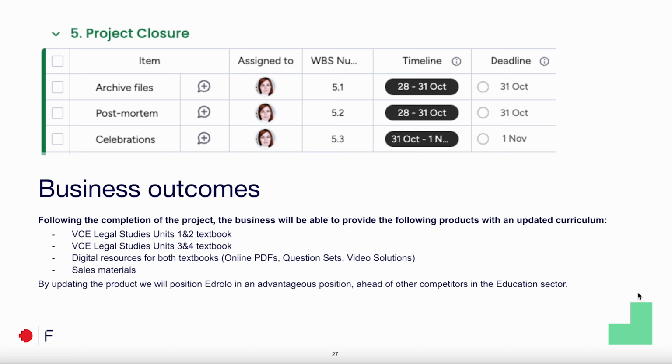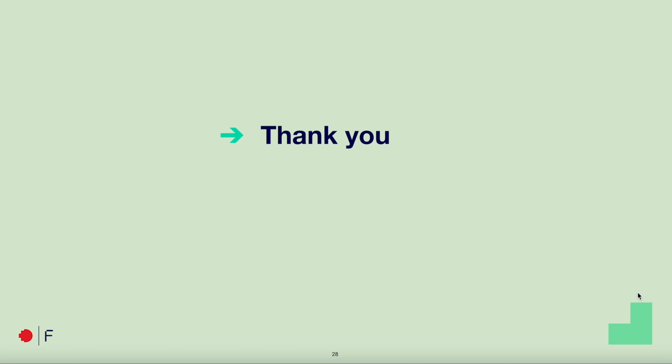Looking at the business outcomes, at the end of the project we will have produced 2 textbooks, VCE Legal Studies Units 1 and 2 and Units 3 and 4, with an updated curriculum. Alongside these textbooks, we will have digital resources and sales materials. By completing this project, Edrolo will be in an advantageous position ahead of other competitors in the education sector because they will be bringing an updated curriculum with the latest VCE requirements. This is it for now.